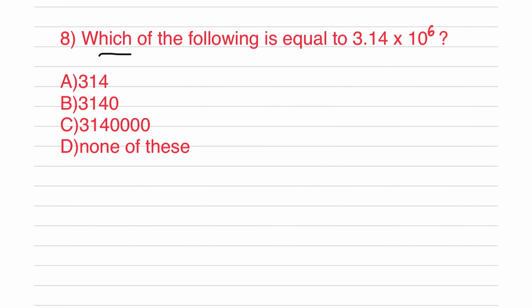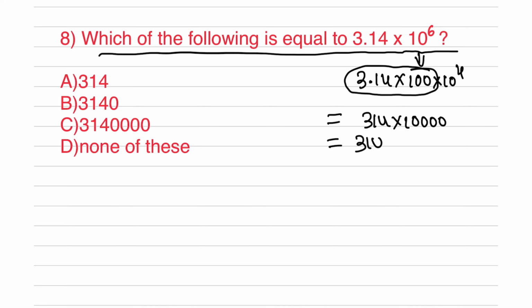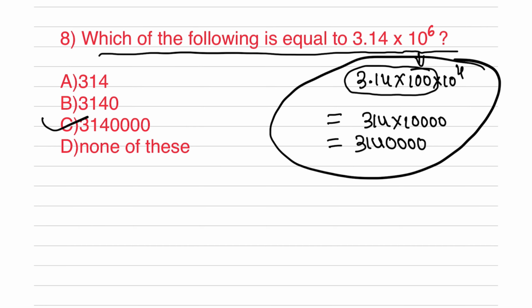See the next question. Which of the following is equal to 3.14 into 10 to the power 6? So 10 to the power 6, we can write as 100 into 10 to the power 4. So when you multiply 3.14 into 100, you will get 314, and 10 raised to 4 means 10,000. So when you multiply, you will get 3140000. Option C is the right answer. You can answer this without solving, but for understanding I have written these all.